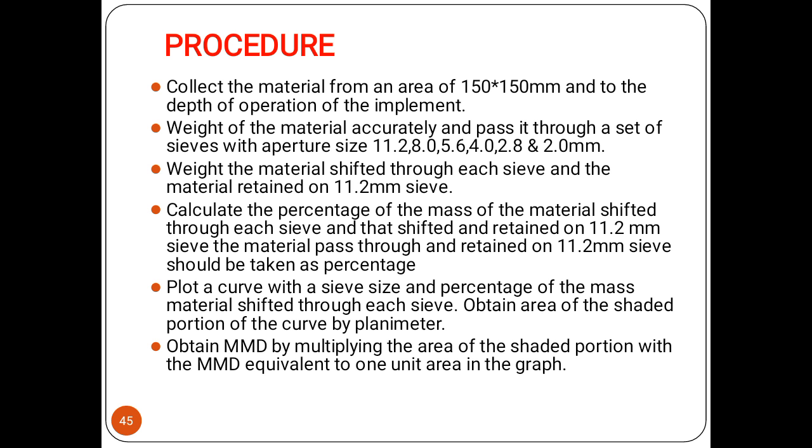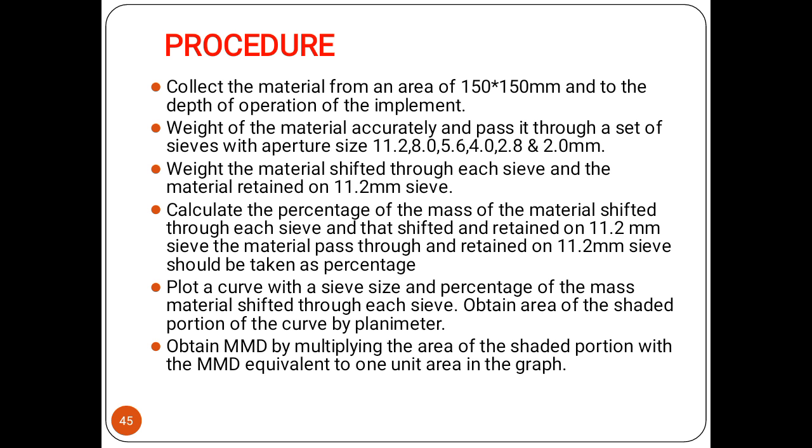Then calculate the percentage of the mass of material sifted through each sieve and that retained on the 11.2 millimeter sieve. The material passed through and retained on the 11.2 millimeter sieve should be taken as a percentage. Then plot the curve of sieve size against the percentage of mass of material sifted through each sieve.